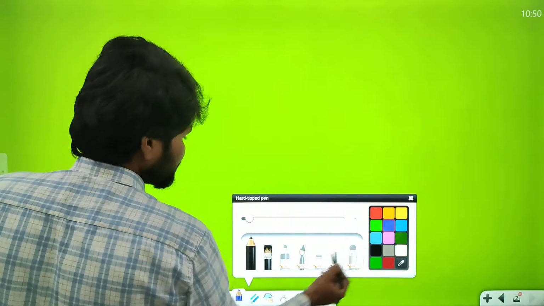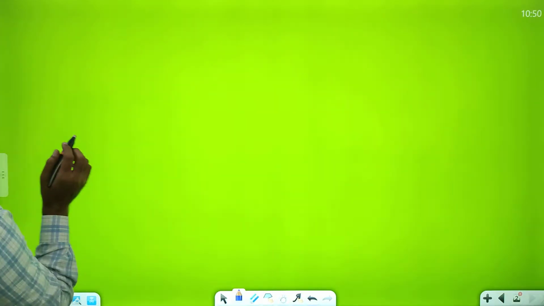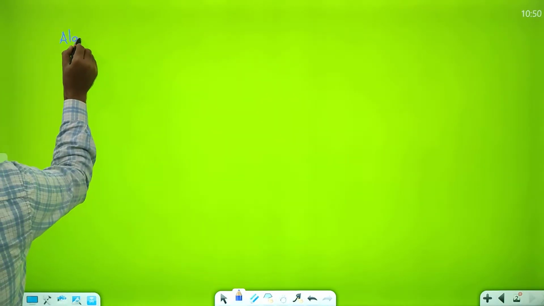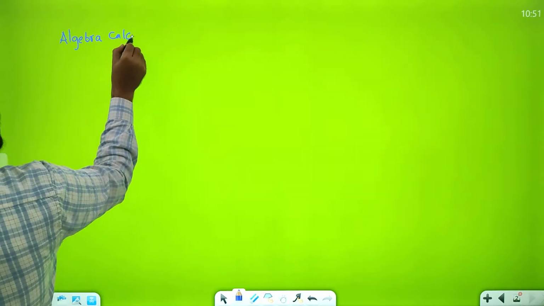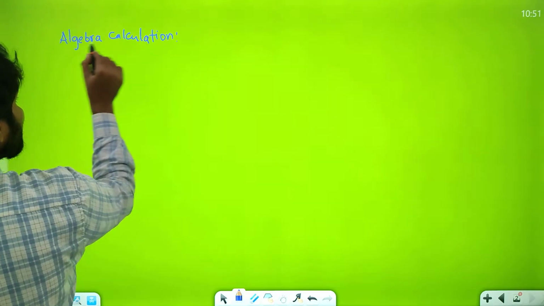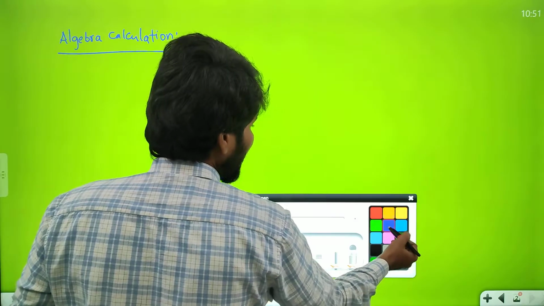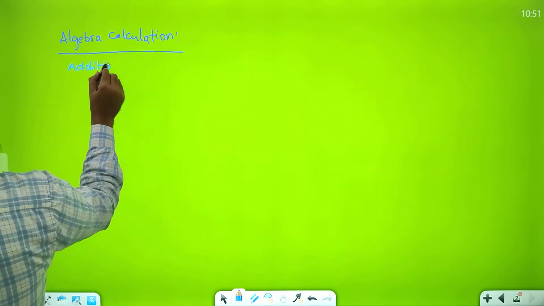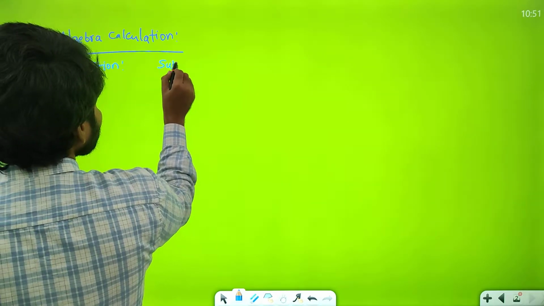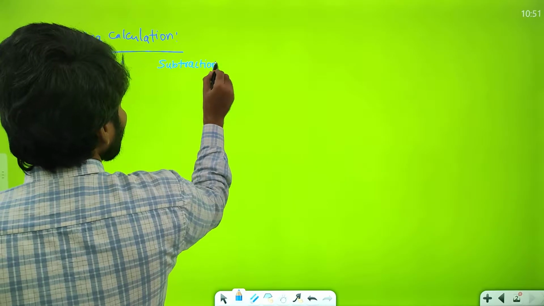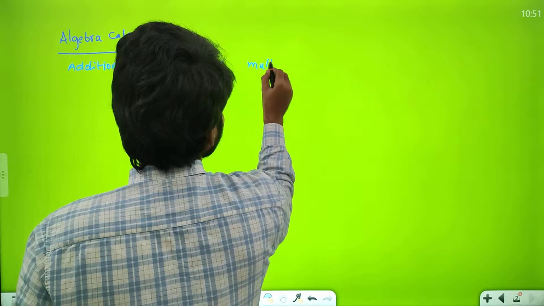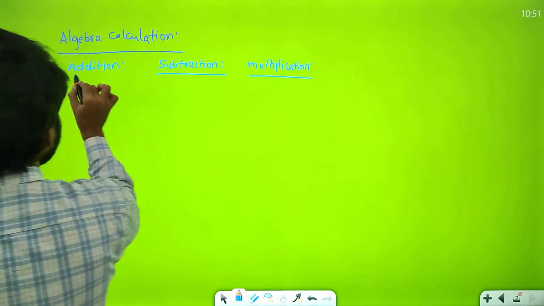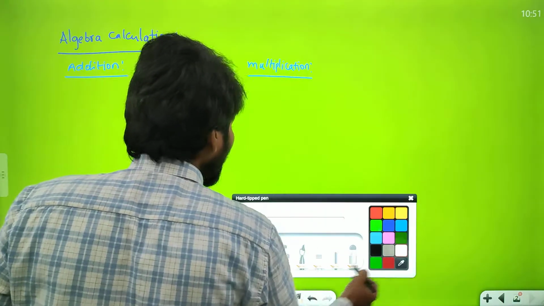In our school, like 6th to 10th class, in our childhood, we learned algebra calculations. Sir, what are these algebra calculations? Addition, subtraction and multiplication, right? So these algebra calculations we already learned in our childhood. So what are these algebra calculations?